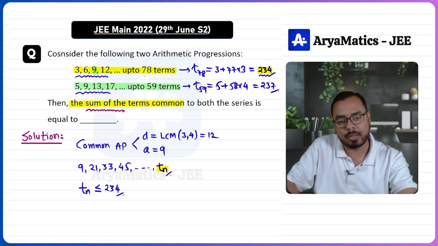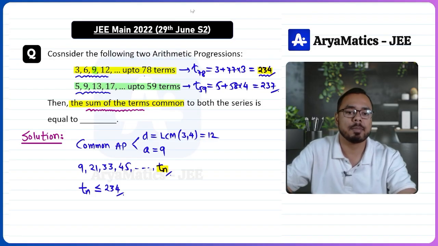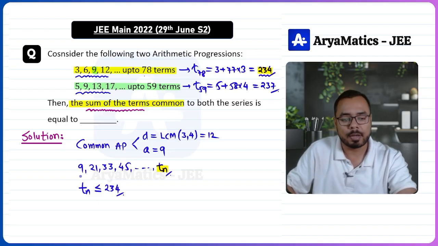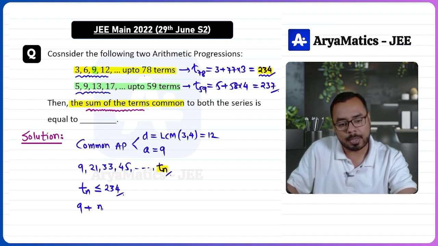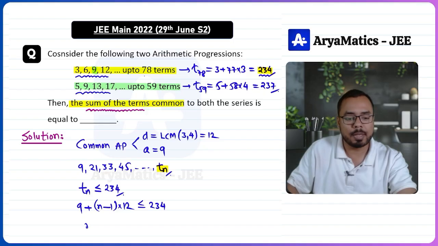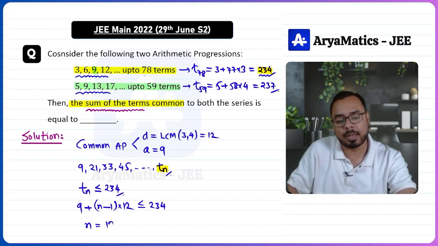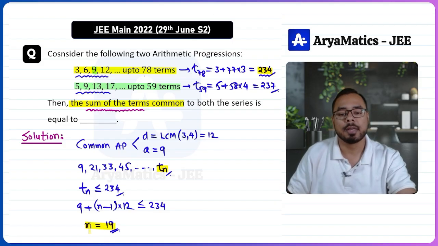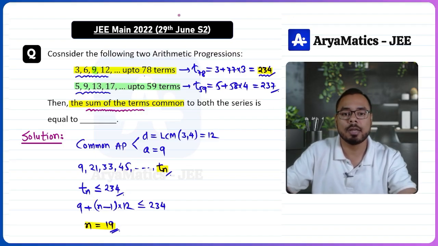So if I get n, then we can use the standard formula for finding the sum of n terms of an AP, right? Now, Tn is the nth term of this common AP, and that should be less than or equal to 234. Tn will be A plus n minus 1, and for the common AP the common difference is 12, so this should be less than or equal to 234. By solving this inequality, you will find that the maximum value of n that will satisfy this is 19. You will get n less than or equal to 19 point something, so the integral value will be 19. That means in the common AP there are a total of 19 common terms.